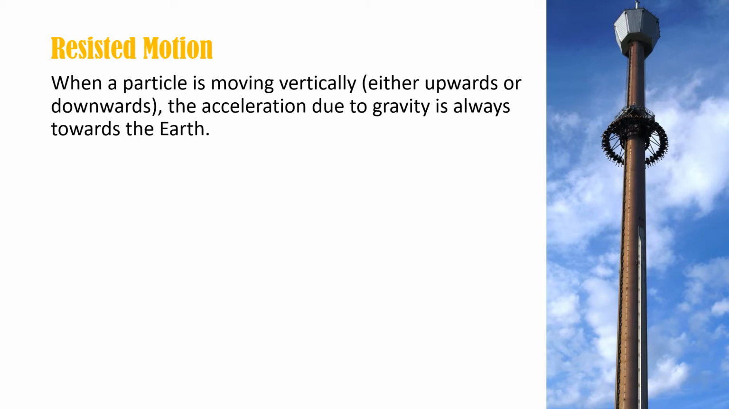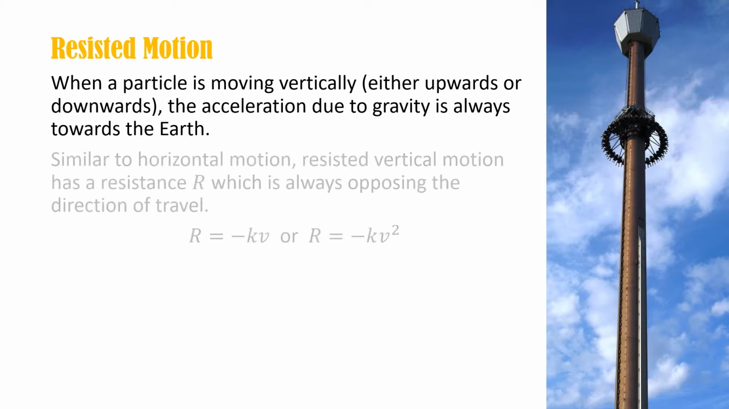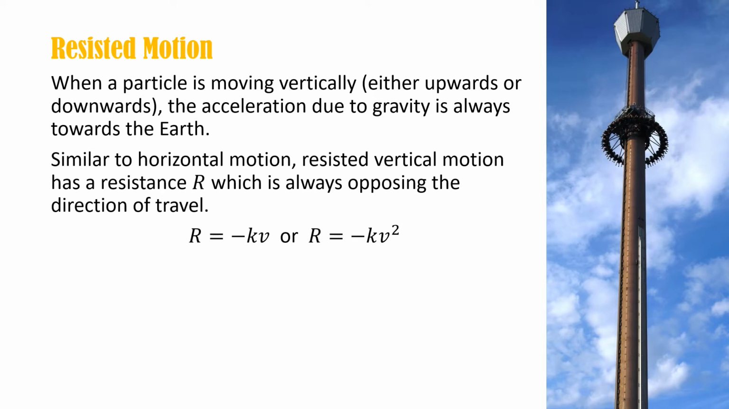So obviously, gravity is always pulling down to the Earth. The thing that we need to realize is that if we are moving up, gravity is working against us. And if we are moving down, gravity is working with us. Because in either of those situations, there's going to be some sort of resistance. The same way that we had resistance in horizontal motion, we've got resistance in vertical motion. So if we're moving up, gravity forms part of that resistance. If we're moving down, it's just going to be some sort of air resistance.